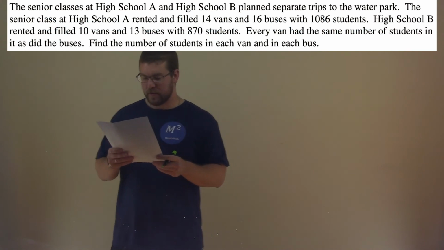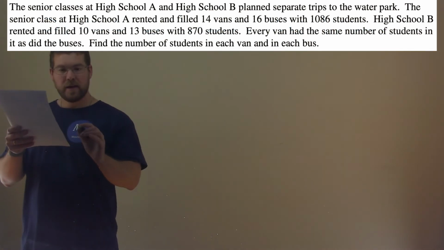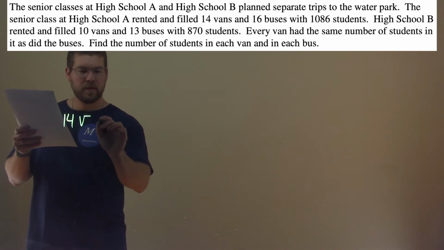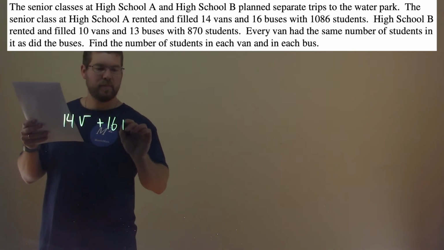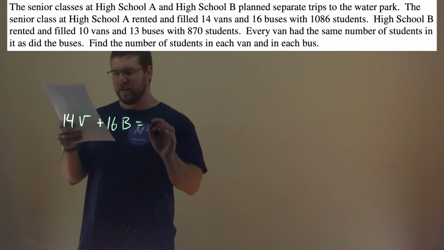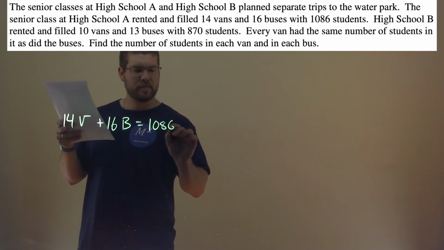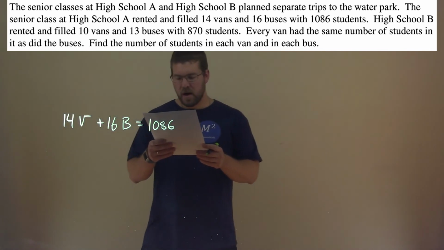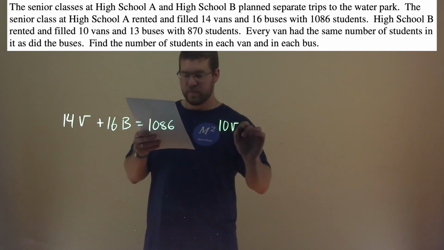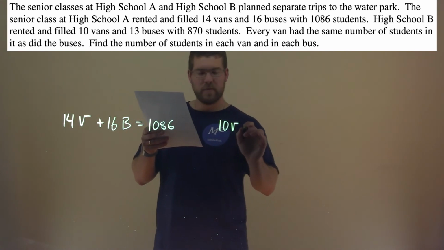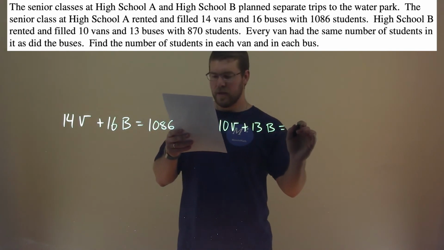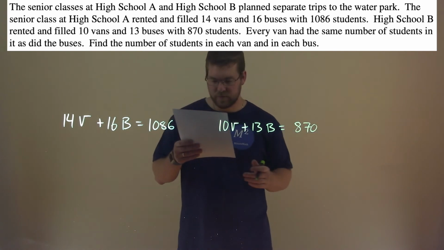Alright, so let's go with the first high school A. High school A had 14 vans, and V being the number of students in a van, and they had 16 buses, and B being the number of students in each bus. And that had 1,086 students. High school B had 10 vans, so 10 times V, the number of students in vans, plus 13 buses, again B, the number of students in each bus, equals 870 students.